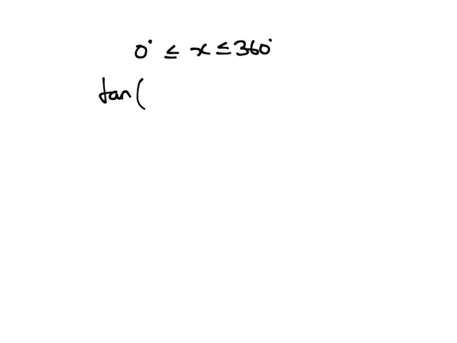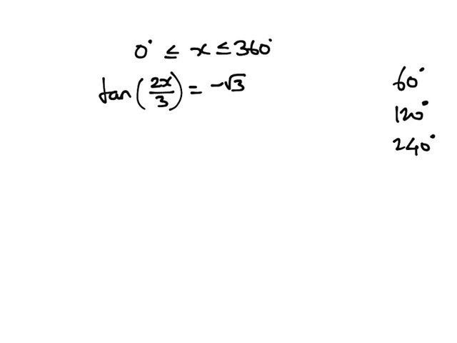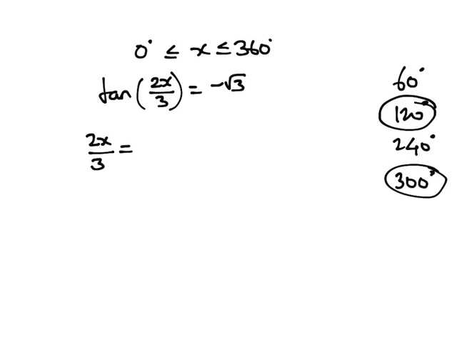Tan 2x by 3 equal to, let's say, minus root 3. Now we all know that tan 60 degrees is root 3. So let me write all the four angles: 60, 120, 240 degrees and 300 degrees. Now since here the tan value is negative, it has to be in the second quadrant and the fourth quadrant, isn't it, students? So you write 2x by 3 can be either 120 degrees or 300 degrees.